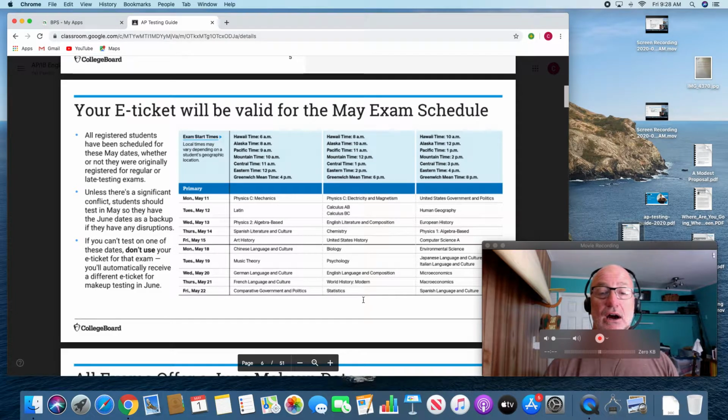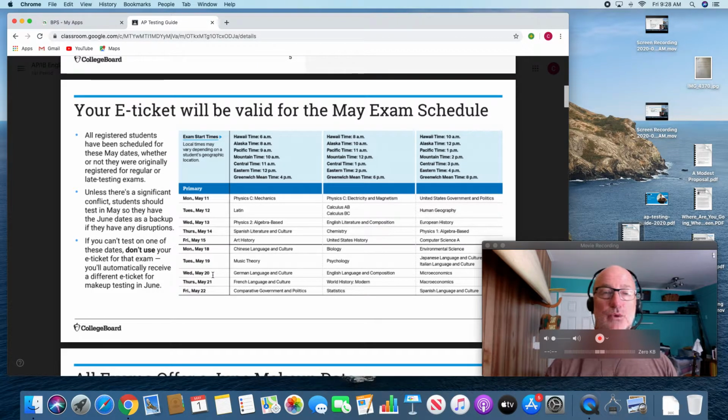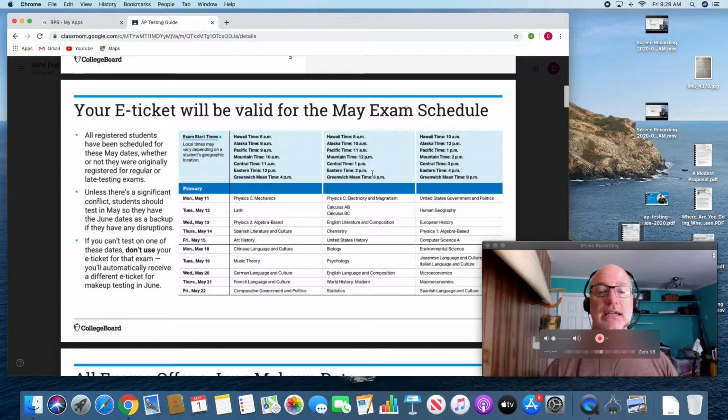So we look at, we are not English literature. We are English language and composition. So we are May 20th, Wednesday, May 20th. So that is 2 weeks from Wednesday. So we're 2.5 weeks out from when we're taking this test. We will be beginning at 2 o'clock Eastern time. Everybody needs to be ready during that time.